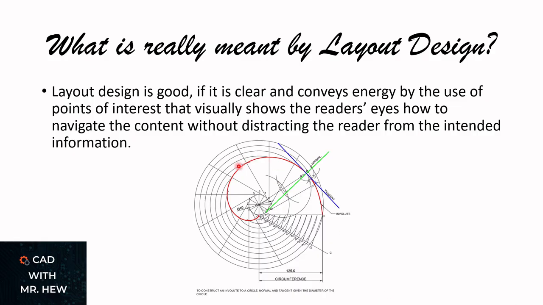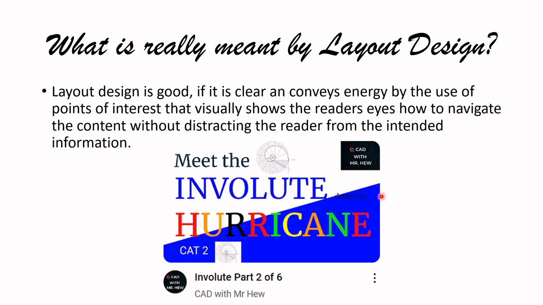So here on the screen I have a drawing called an involute. Now to make it dynamic, we can actually say Meet the Involute Drawn In. The word drawn is hidden behind the blue section, and the purpose was to draw the person's interest to the drawing. So rather than say here's a drawing of the involute, I named it Meet the Involute Drawn in the Hurricane.